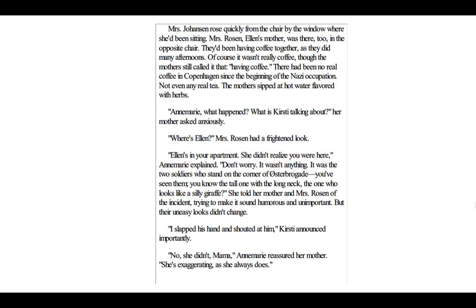Readers, you've probably listed across your fingers some things like, well, one, there are soldiers on every corner. That these soldiers are German soldiers and they've been in Copenhagen for 3 years. You've probably listed across your fingers that there are shortages of food. For example, Anne Marie's mom and Ellen's mom come together for coffee every day, but they don't actually have coffee. There hasn't been any real coffee in Copenhagen since the beginning of the Nazi occupation.